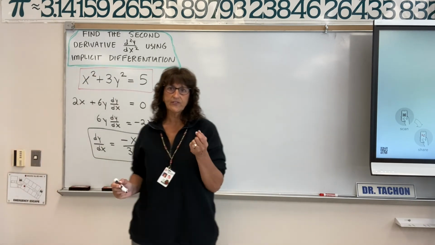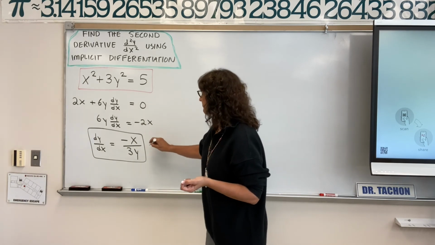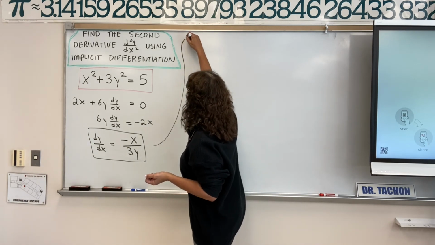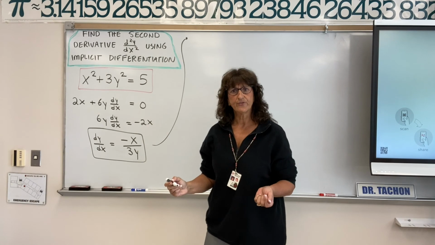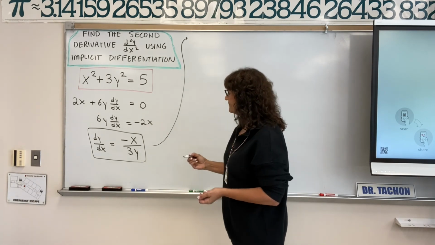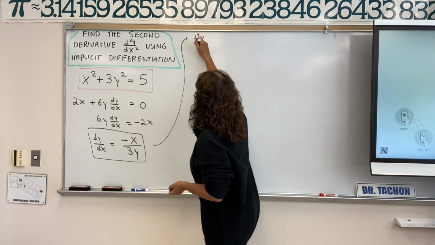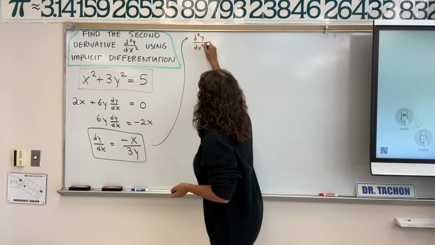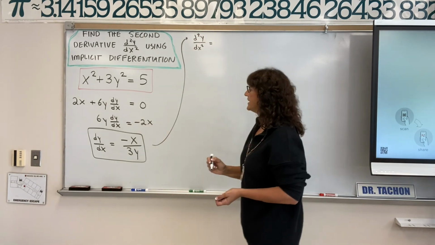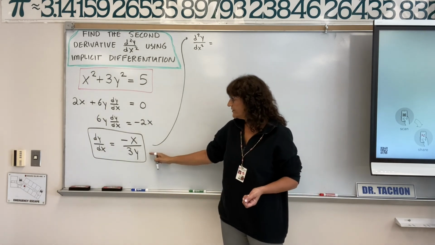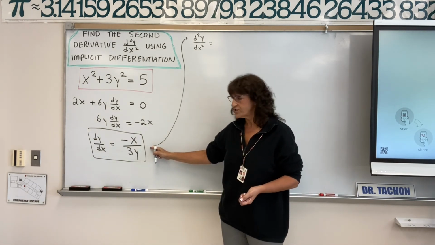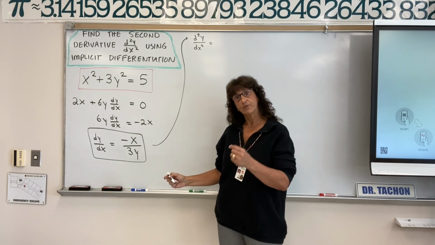We want to find the second derivative implicitly. So the second derivative is the derivative of the derivative. So we're just going to go ahead and find the derivative of the derivative. Here's the notation for the second derivative. And let's see, what rule do we want to use? We have a fraction, a rational expression here, so we're going to go ahead and utilize the quotient rule.